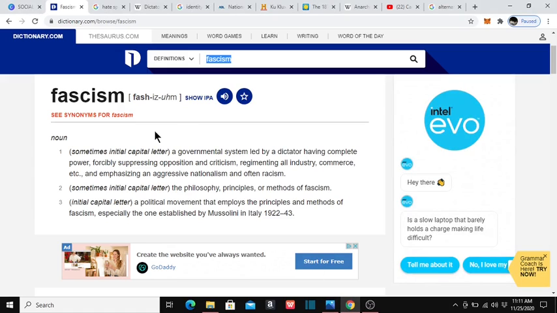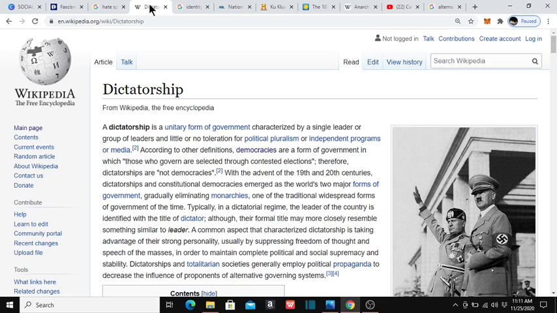So when we look at fascism, it's a governmental system led by a dictator having complete power. Now let's get a little understanding of what a dictator is, or a governmental system led by a dictator, which would be a dictatorship. So now, real quick, I'm going to read the definition of dictatorship.